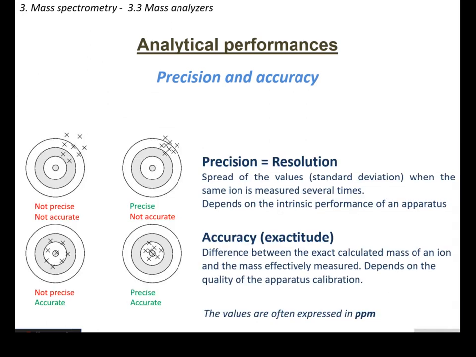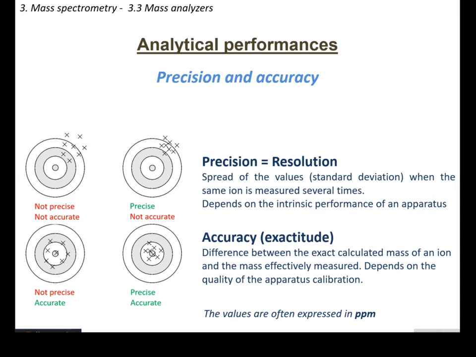Now, precision and accuracy are two very important notions of metrology. Metrology is the science of measurement. And so it's not only for mass spectrometers, but it's true for any kind of analysis. So the precision, that we will assimilate to the resolution here, is the spread of the values when the same ion is measured several times. So it's a standard deviation. It is the spread of the measurement. It depends on the intrinsic performance of the machine.